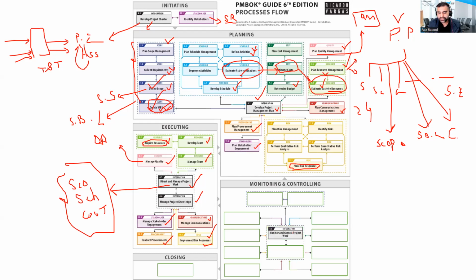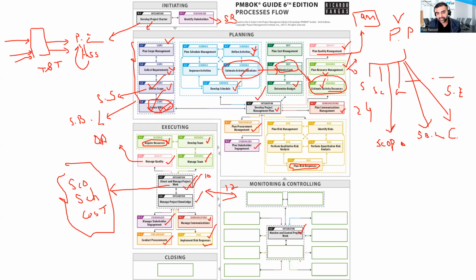And then there comes monitoring and controlling. In fact, execution and monitoring and controlling go hand in hand. There are in total 10 processes in execution, 12 processes in monitoring and control, but all these processes do not run step by step. They run in a very fluid way. For example, when we direct and manage project work, we monitor and control project work. Okay, and also we perform integrated change control.